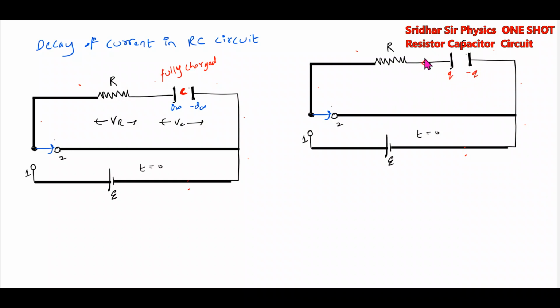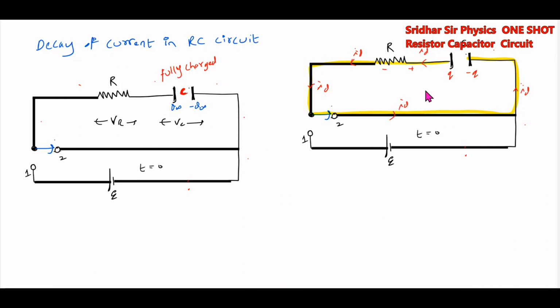The discharging current will flow like this, plus minus. This will be the path the discharging current will take. There won't be current through the cell. Then we'll write down this one.